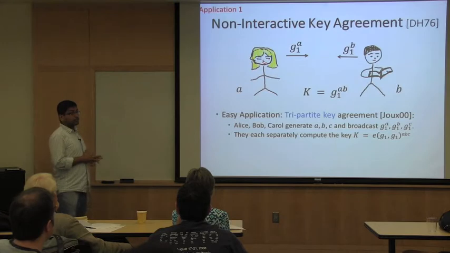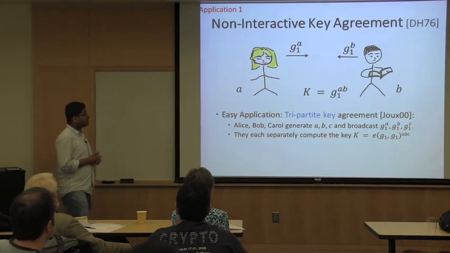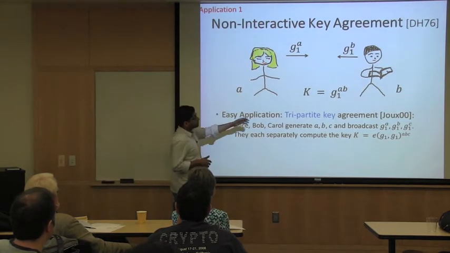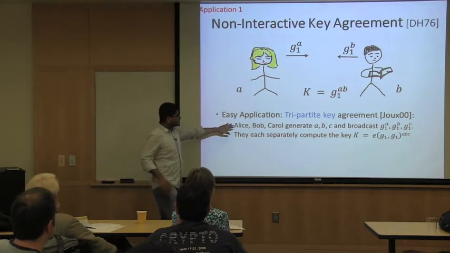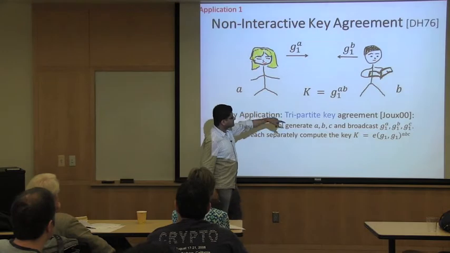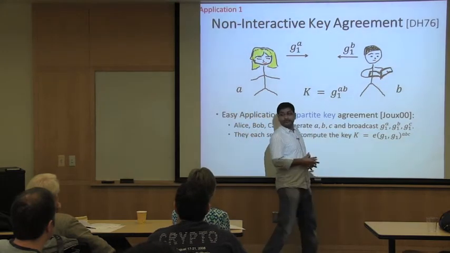So we can do the same protocol in the setting of three parties. This protocol is due to Joux, and the protocol is simple. We now have a third party, Carol, and what it does is analogously sample a random value C and send g1 to the C.